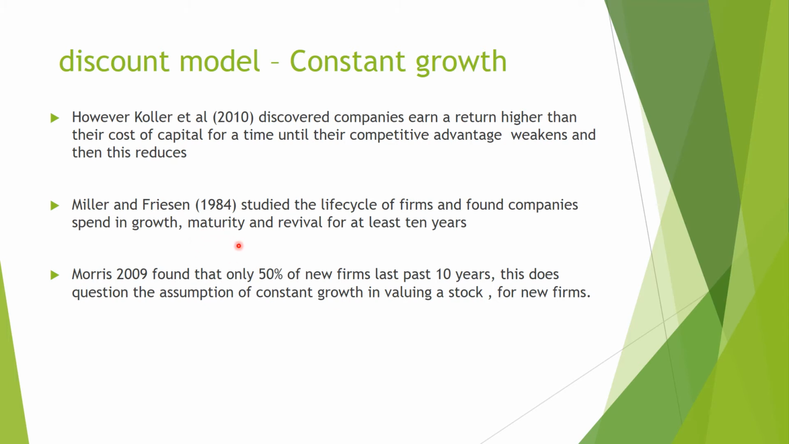Miller and Friesen studied the life cycle of firms and found companies spend time in growth, maturity and revival for at least 10 years. So obviously there are different levels of growth for that firm, and profit levels are going to fluctuate. So a constant growth rate doesn't seem like a fair assumption in the real world. And Morris 2009 found only 50% of new firms last past 10 years. Therefore, is constant growth in the value of stock for new firms valid?